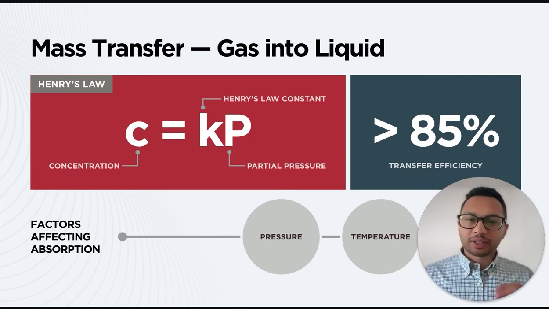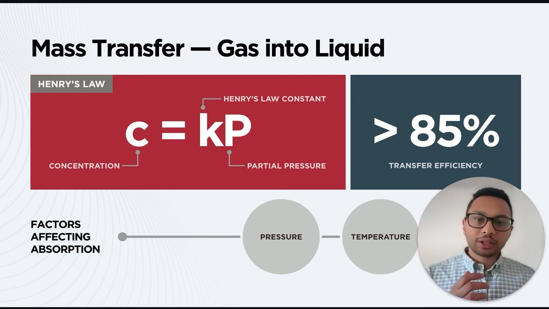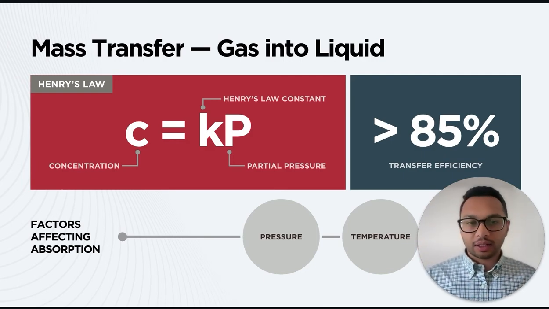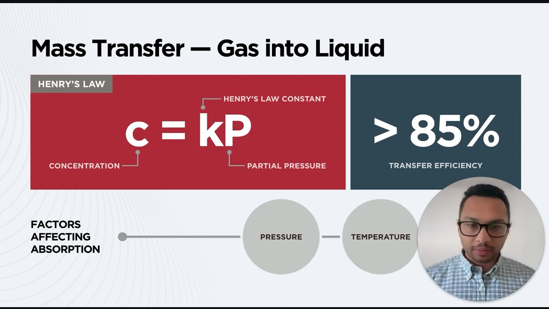Ozone has a moderate solubility and a pretty short half-life. So we have limited time to get that ozone into the water and actually reacting. The goal is to achieve a high efficiency, typically between 85 to 95%, meaning that most of the ozone can be injected into the process.